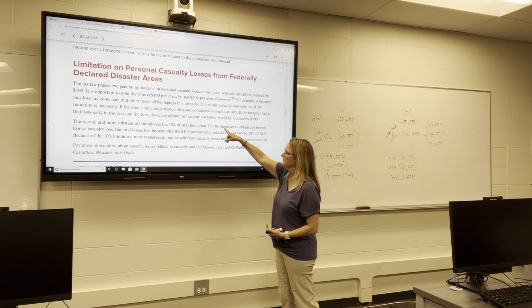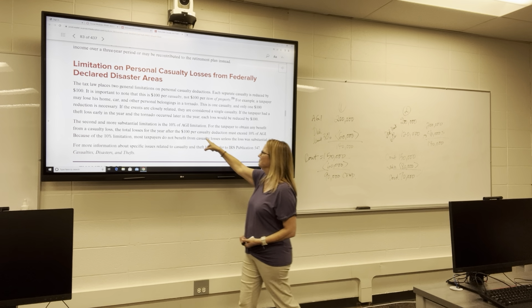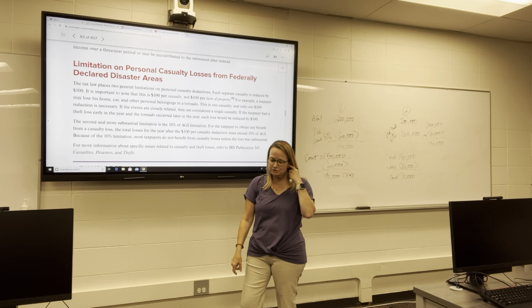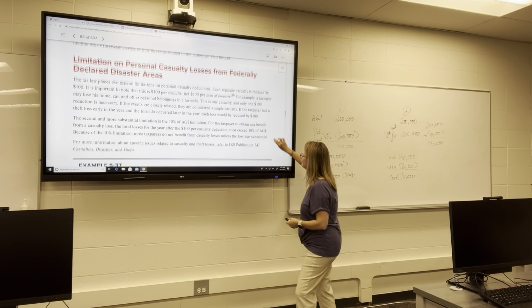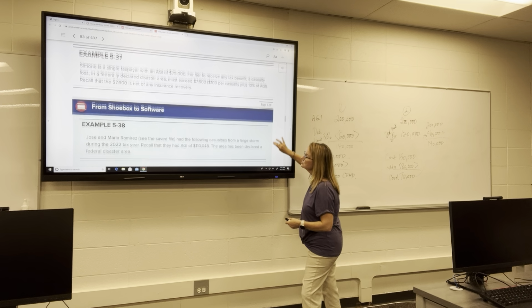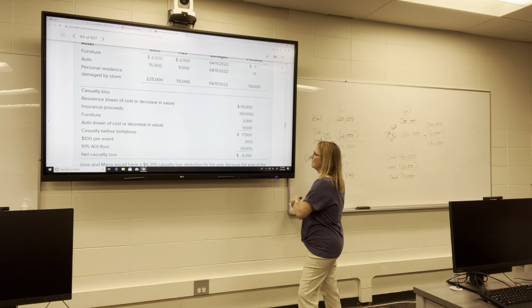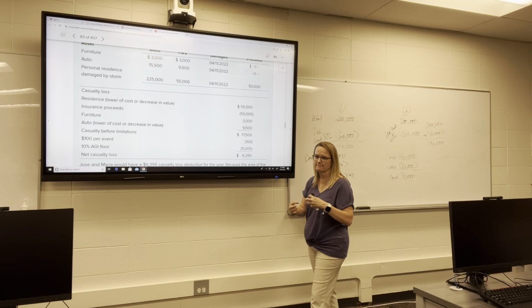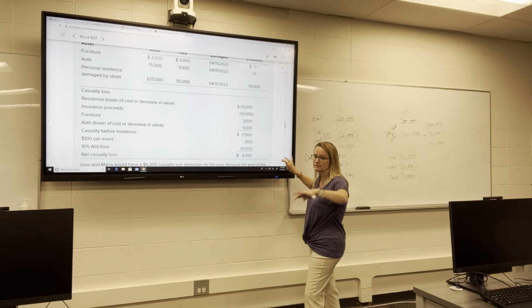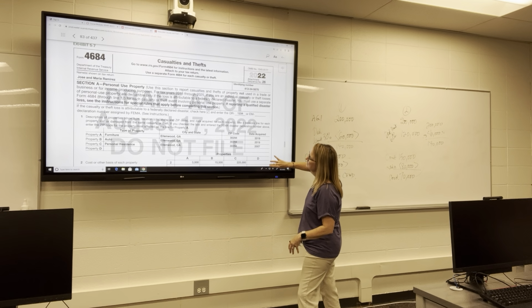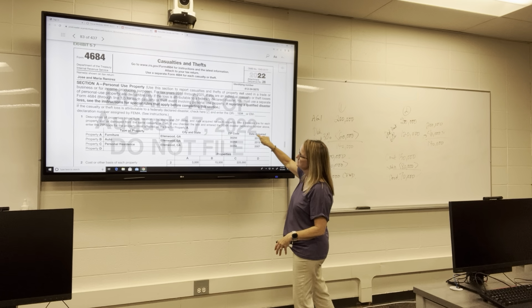This talks about the limitation again. So 10% of AGI ends up not being very much for most people. And again, this is only personal property, and I don't mean personal use property, I mean not business property. Businesses have separate rules. I think this is the form that's used for casualties and thefts.